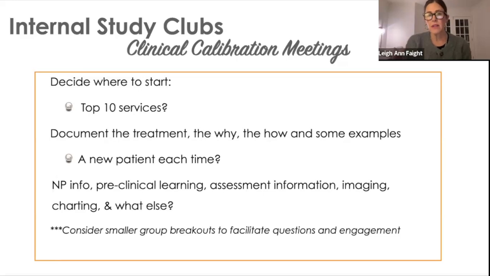Another option for these calibration meetings would be to, for each meeting, pull up a couple new patients that you've recently met in the last 30 days. Discuss things in the calibration like, what did we know about them when they first called? What was their primary want or need? What else did we discover?